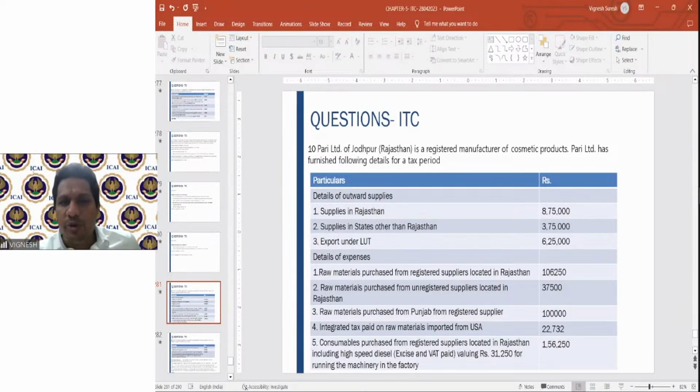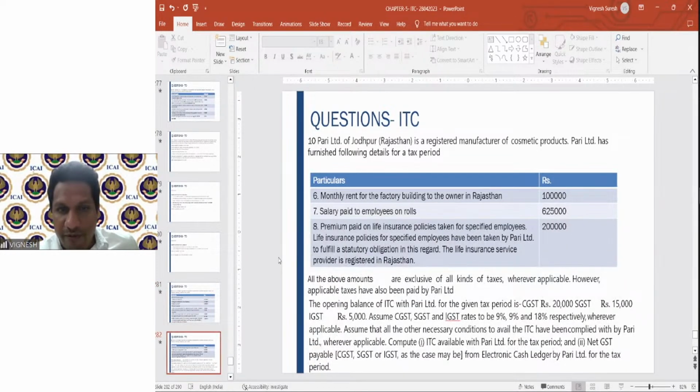Okay. Pari Limited of Jodhpur, Rajasthan, registered manufacturer of cosmetic products, furnish the following details. Outward supplies in Rajasthan 8.75, state other than Rajasthan 3.75, export under LUT 6.25. Expenses: raw materials purchased from registered suppliers in Rajasthan 1,06,250, raw materials from unregistered supplier 37,500, from Punjab registered supplier 1 lakh, integrated tax paid on raw materials imported from USA 22,732, consumables purchased from registered suppliers in Rajasthan, including high-speed diesel 1,56,250, monthly rent for factory building, salary paid to employees on rolls, premium paid on life insurance policies to fulfill a statutory obligation, opening balance of ITC as given.